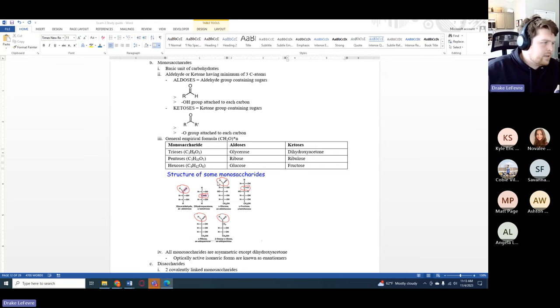In the book, I'm sure it mentions it somewhere, but these are just the main ones to know: which one is an aldose, which one is a ketose. Because he'll give you a question like, which of the following is a five carbon ketose? And you need to know ribulose versus an aldose, which is a ribose.